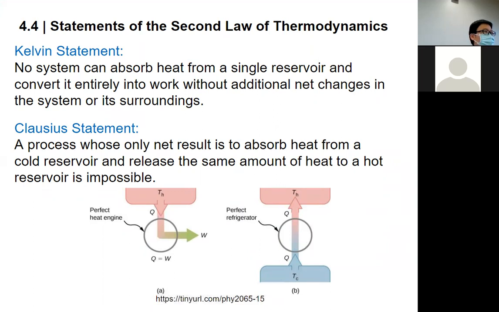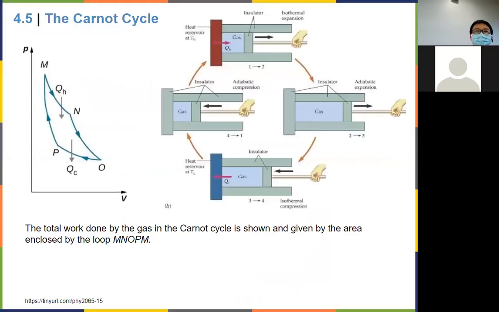So there are those two statements there. As I mentioned just earlier in a previous slide, you cannot convert all the heat it takes in into mechanical work. That means your efficiency for the engine couldn't be 100%. But what's the highest possible efficiency you can get?